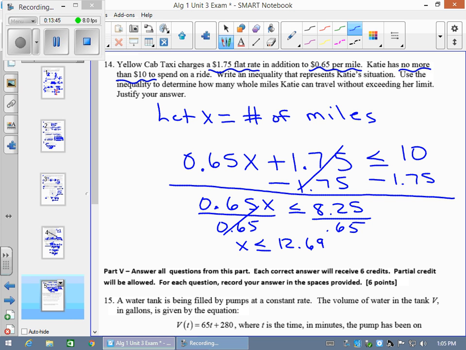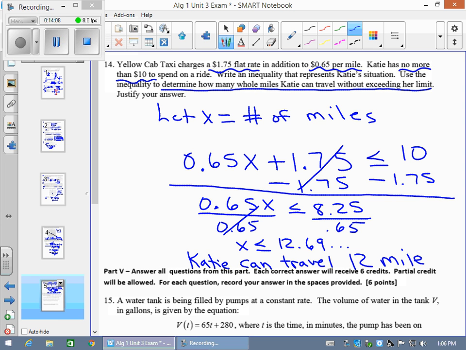But if you left your answer like that, you wouldn't get full credit because we had to determine how many whole miles Katie can travel without exceeding her limit. So Katie can travel 12 miles. She wouldn't be able to go 13 miles because she wouldn't have enough money. She only has enough money for 12.69 and so on.